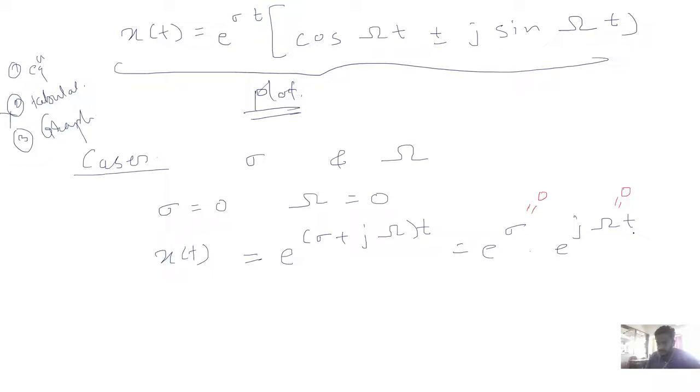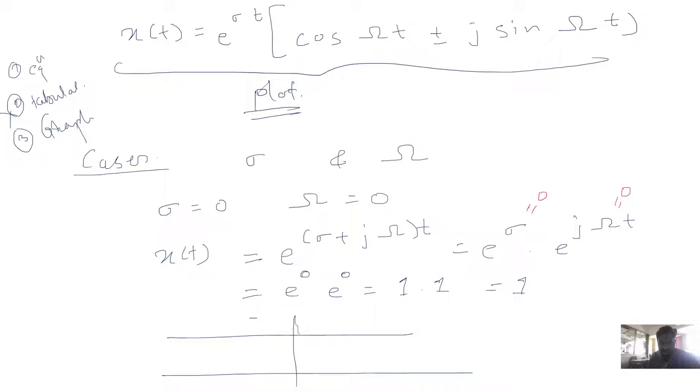This entire term is going to be 0 and this is also going to be 0, so e raised to 0 into e raised to 0, which is 1 into 1, and therefore it is going to be 1. And the signal will look like this: from minus infinity to infinity, it is going to be 1. This is the amplitude, and this is called a DC signal. So this entire signal is a DC signal because it has the amplitude of 1.